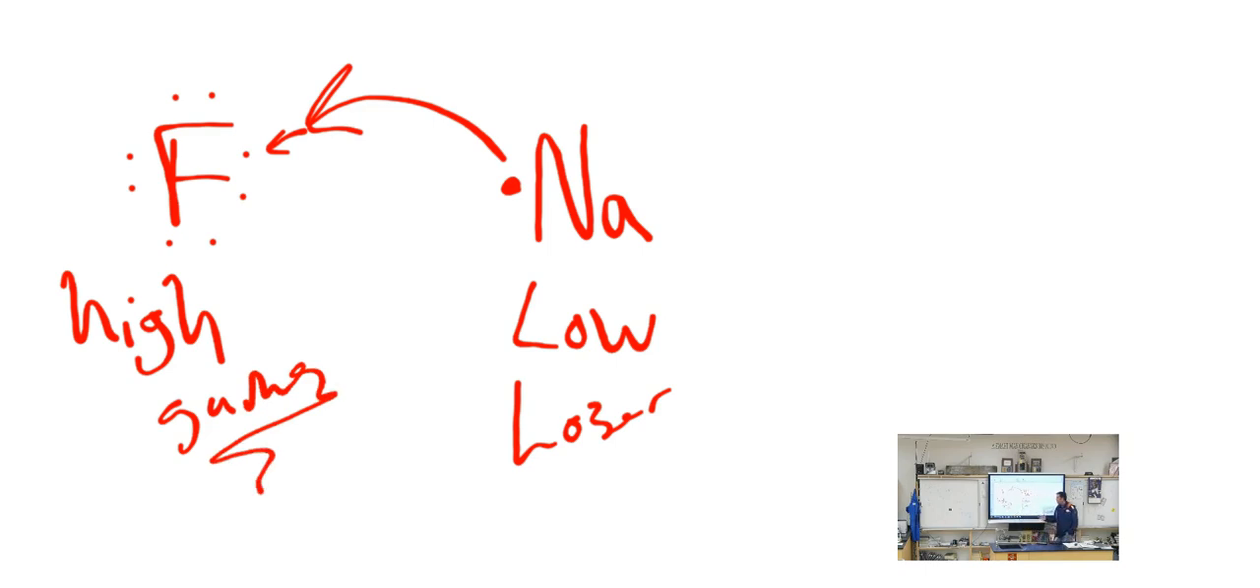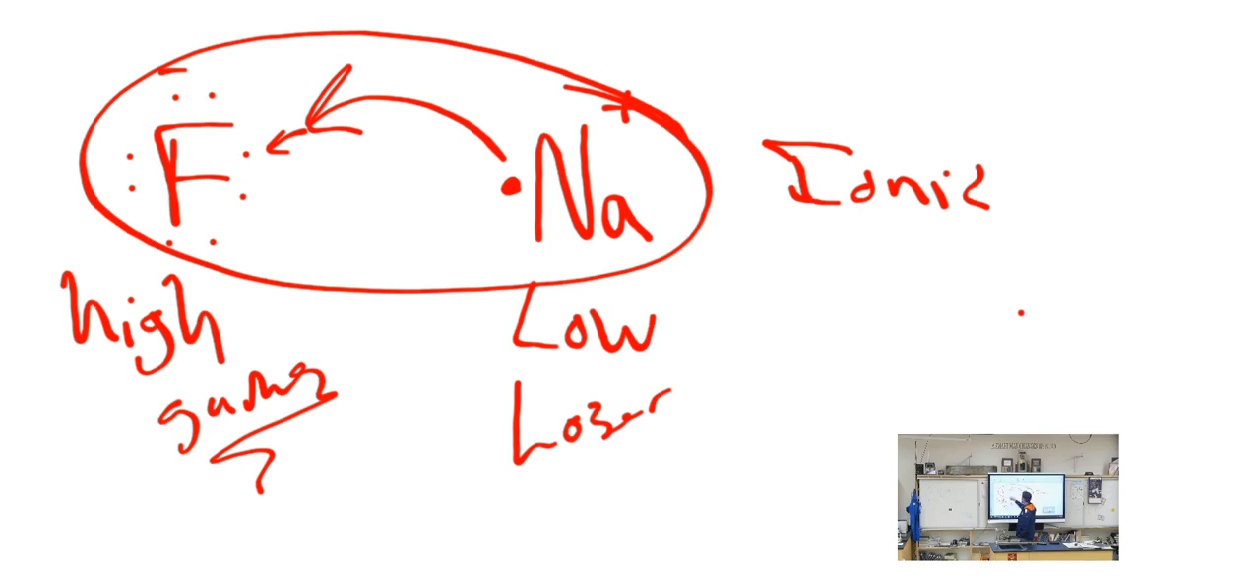Since sodium is very low and fluorine is very high in electronegativity, these do not share. This one is a loser. This one gains. We will call these things ionic bonds, because when you lose an electron, you become a positively charged ion. When you gain, you become a negatively charged ion. So the type of bond, ionic, is all determined by the difference in electronegativity in the two atoms. And we'll do a lot of that when I get back, but for now, hopefully that's a decent understanding of electronegativity. It's the ability of an atom to attract electrons to it. Metals have low electronegativities. Nonmetals have very high electronegativities.